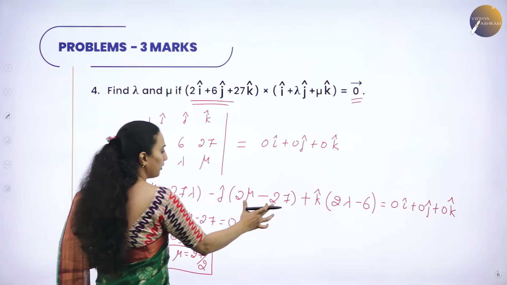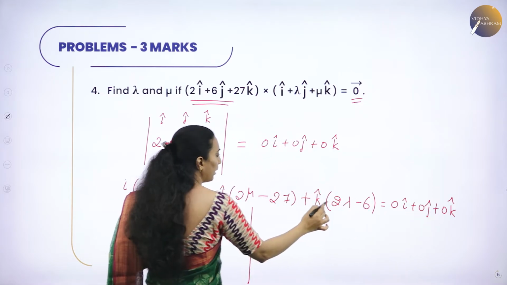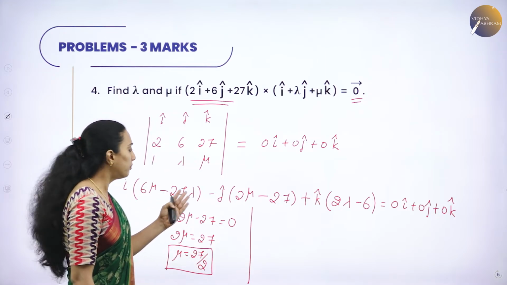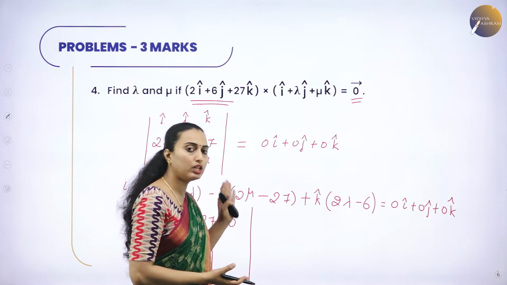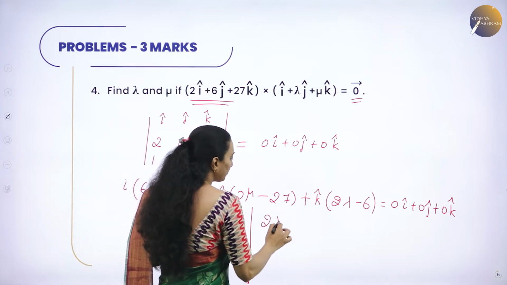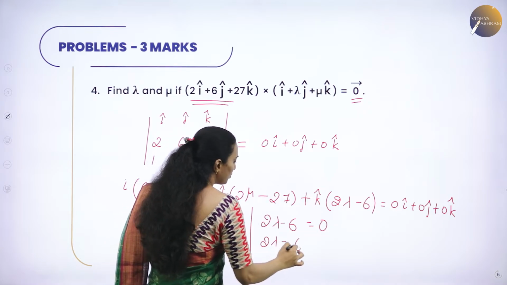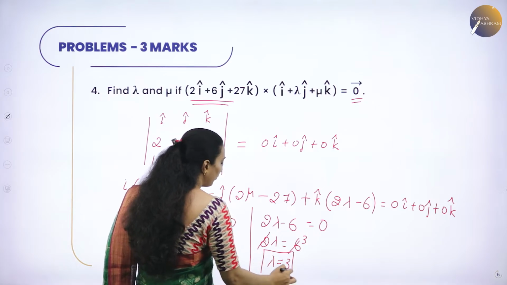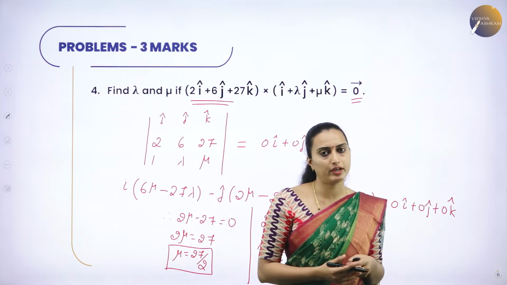Now, equating the coefficient of j to a 0. Similarly, equating the coefficient of k, because I want to find out the lambda value. Here both mu and lambda are there, but here only mu and only lambda are there. They've asked you to find out lambda and mu, so I'm concentrating on that. Now here 2 lambda minus 6 equating to 0, otherwise 2 lambda is equal to 6, 2 1s are 2, 3 2s are 6, so lambda will be equal to 3. Therefore, you are getting lambda equal to 3 and mu equal to 27 divided by 2.